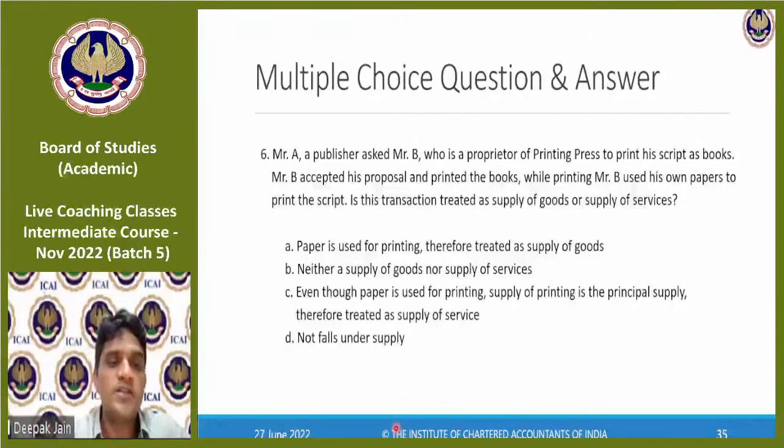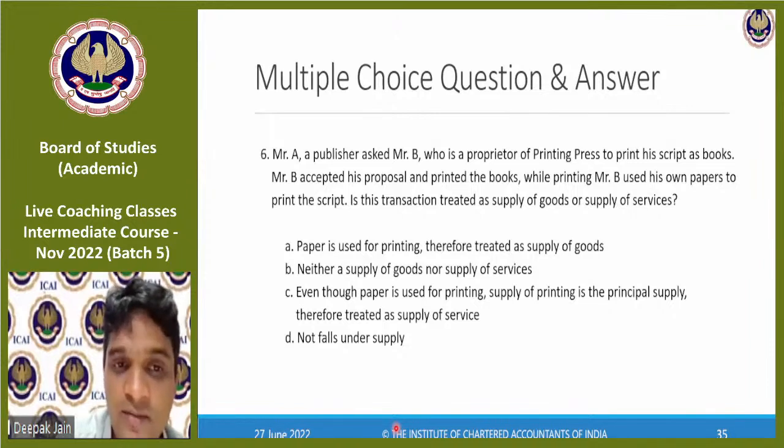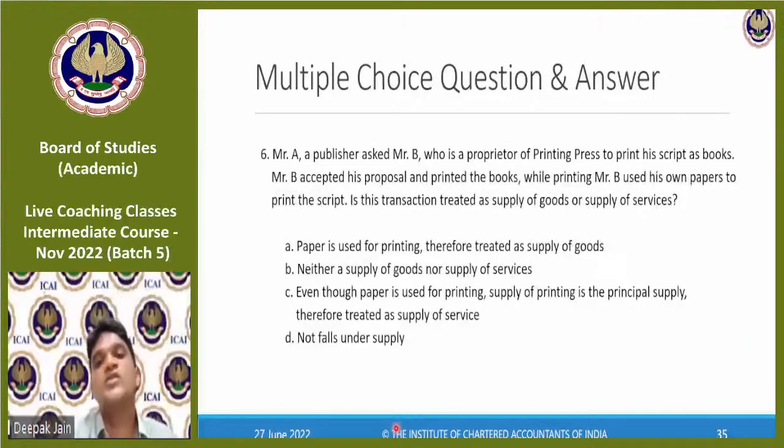Mr. A is a publisher who has asked Mr. B, who is a proprietor of a printing press, to print his script as books. Mr. B accepted his proposal and printed the books. While printing, Mr. B used his own papers to print the script. Is this transaction treated as supply of goods or supply of services?